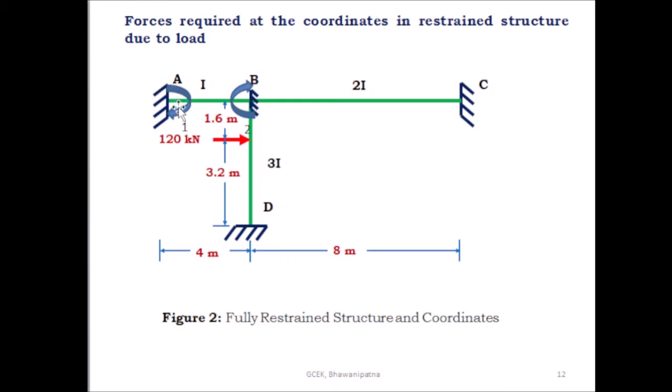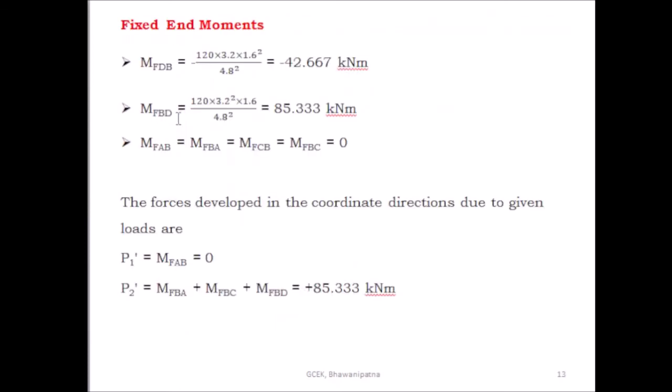So, here the fixed end moment MFAB is equal to 0. So, this is the force at the coordinate A, coordinate 1; the force at coordinate 1 is also equal to 0. P1 dash is equal to MFAB, which is equal to 0.